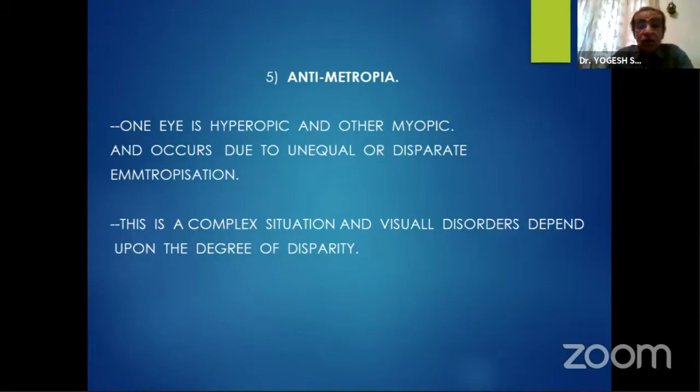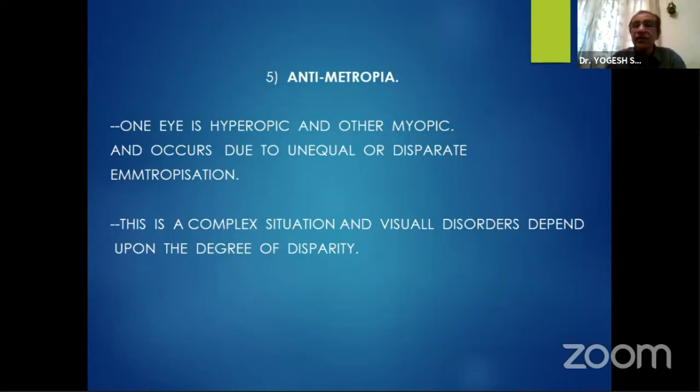This is a complex situation, and the visual disorder depends upon the degree of disparity, because there could be amblyopia in one eye where there is hypermetropia in the one eye. I have at least four patients with me at present in my treatment whose one eye is -6 and one eye is +4. So the +4 has gone into amblyopia. For the -6 we cannot give refractive correction because of the massive aniseikonia it will produce, a massive difference.